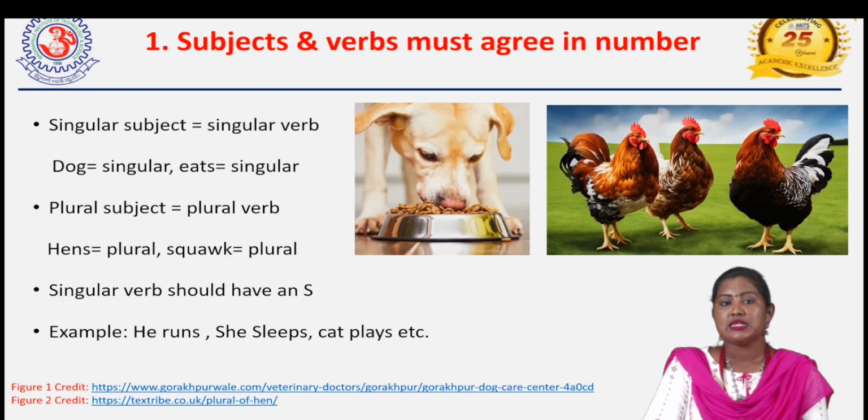The singular verb should have an s. This is a rule, as I stated earlier. He runs, she sleeps, cat plays. This is the singular form; I gave you examples. In cases like he goes, she goes, there are some exceptions also. So es can also be added according to the verb which we selected.